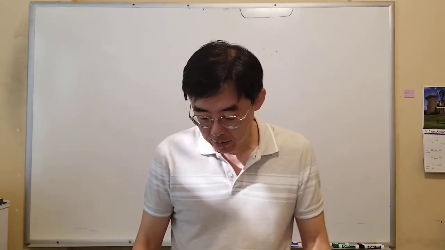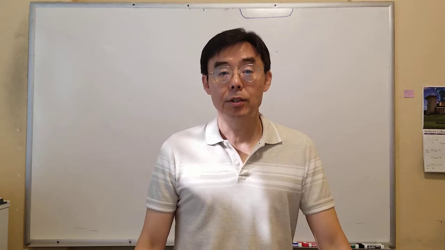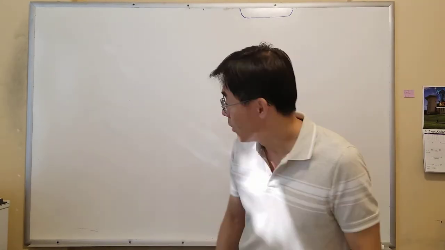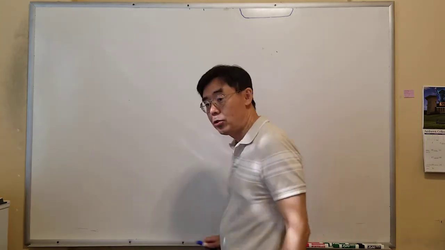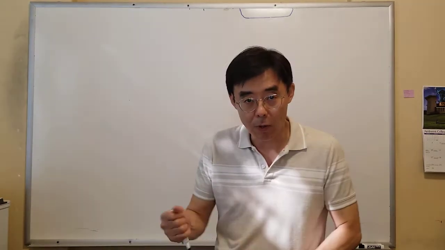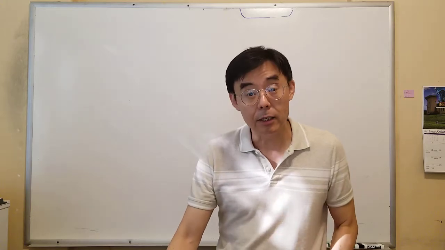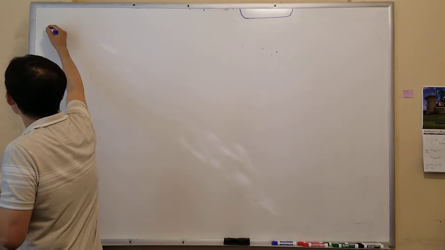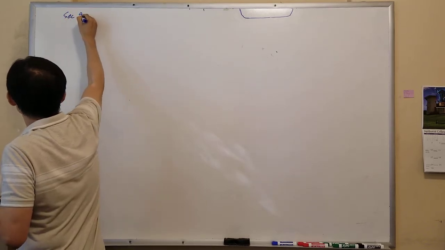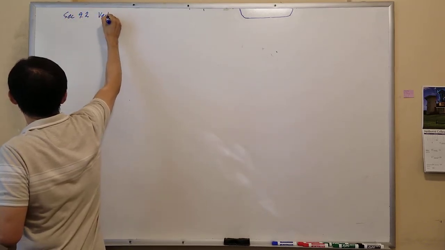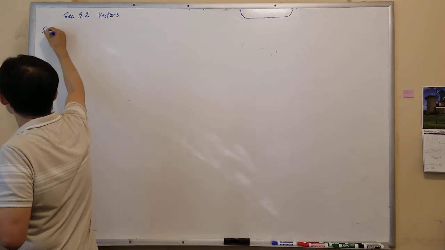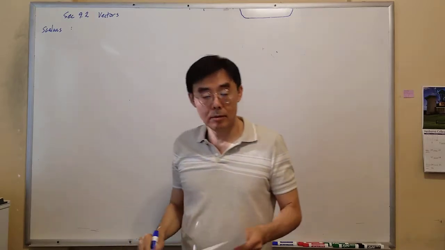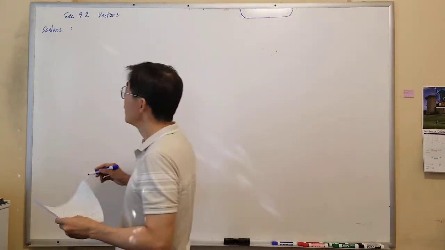Today we will cover section 9.2, vectors. Okay. In nature, there are two kinds of quantities. One is called scalars, the other is called vectors. So, section 9.2, vectors. So scalars. What are these scalar quantities?